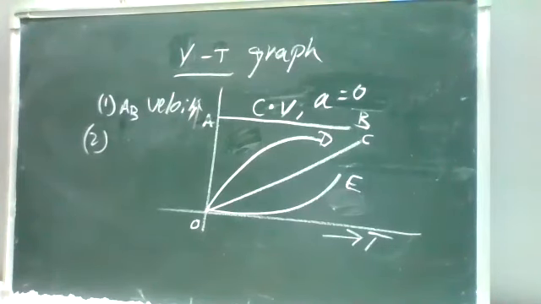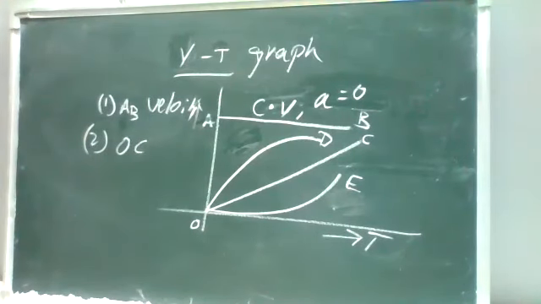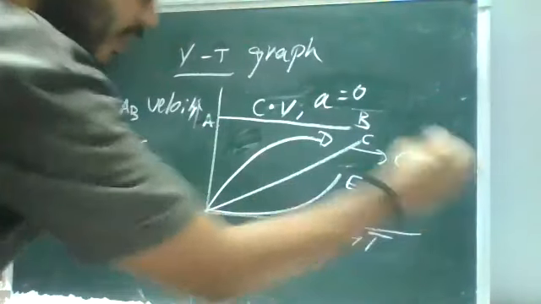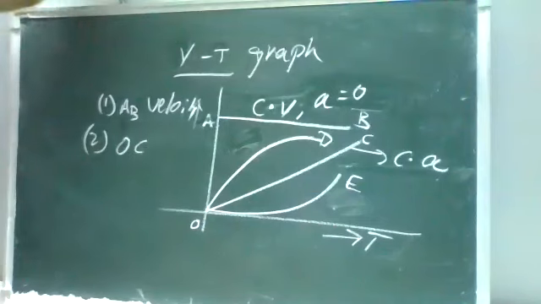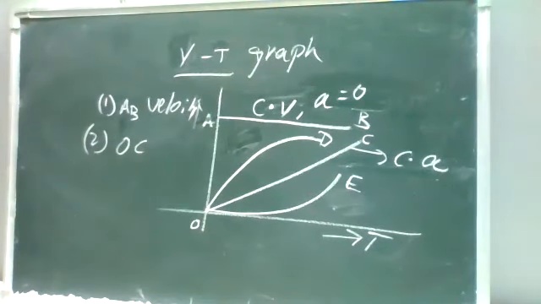If the graph is a straight line and inclined to the time axis, which is OC, it means the body is moving with constant acceleration. Remember, when we are discussing the velocity time graph, we will discuss the acceleration itself. It is constant acceleration.